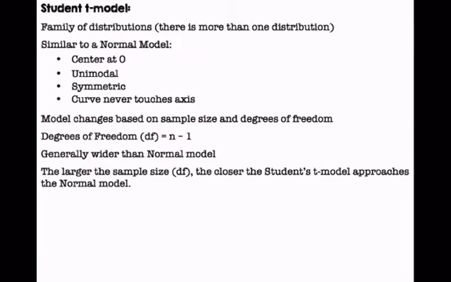This model is referred to as the student t-model. There's a family of distributions, so it's not just the one distribution that we've talked about in the past. It's very similar to a normal model, that its center is at 0, it's unimodal, it's symmetric, and it's a curve that never touches the axes. The model changes based on the sample size and degrees of freedom. Degrees of freedom is equal to your n minus 1, so your sample size minus 1. It's generally wider than a normal model, but the larger the sample size or degrees of freedom, the closer the student t model approaches the normal model.